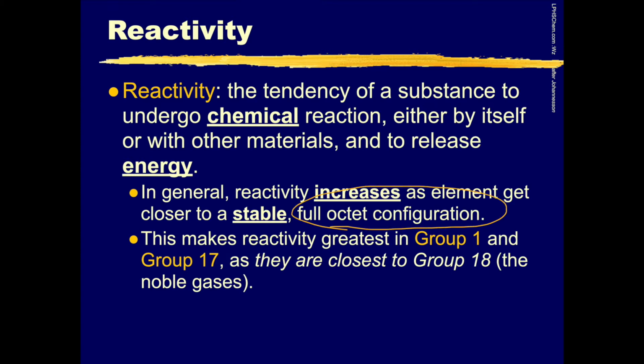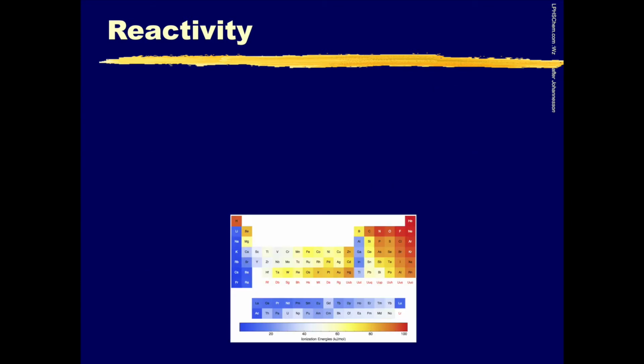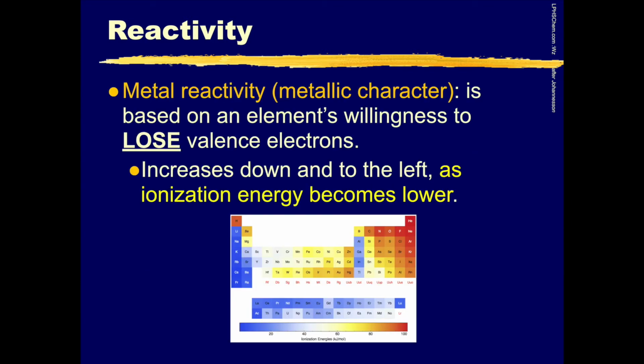Atoms react to get a full valence. That's once again why the noble gases don't react, because they already have a full valence. So atoms are going to do what they need to, either take electrons or give electrons to become like the noble gases. With this trend, it's actually interesting. It's a two-way trend where we have to look at the metals and the non-metals separately. For the metals, it's based on the ability of the element's willingness to lose its valence electrons.